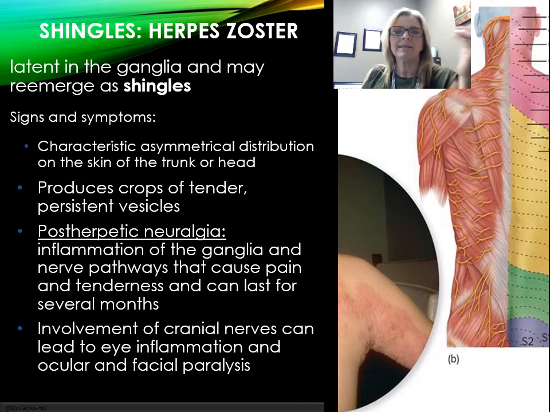It's going to cause an asymmetrical skin lesion on the trunk or head. The virus is going to migrate down that nerve ganglion to the skin and cause a very, very painful rash. Multiplication of the virus can then resume. It can produce a crop of these little persistent blistery vesicles. Inflammation of the ganglia and nerve pathways causes extreme pain and tenderness that can last for months. It can also involve the cranial nerves, which can lead to inflammation of the eyes and facial paralysis as well.